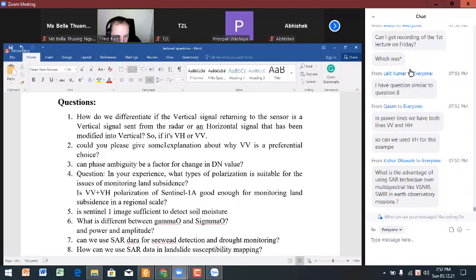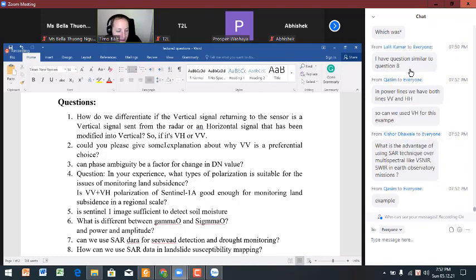Can phase ambiguity be a factor for change in the N value? Yes, I was hoping to show you that when I showed you some experiments. The phases react, you have a coherent signal. So when you add up different phase contributions, it depends on the phase and the amplitude as well, and they can, for example, cancel each other out. So yes, that does influence the N value. It's basically the root of the speckle effect.